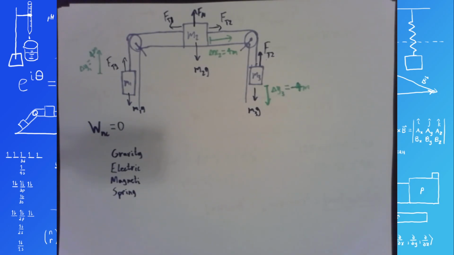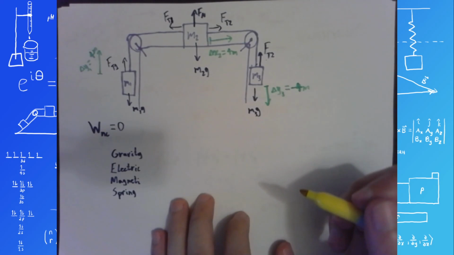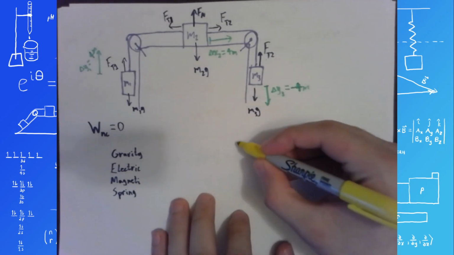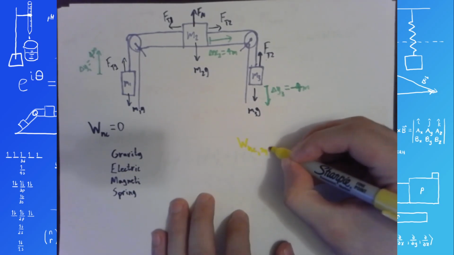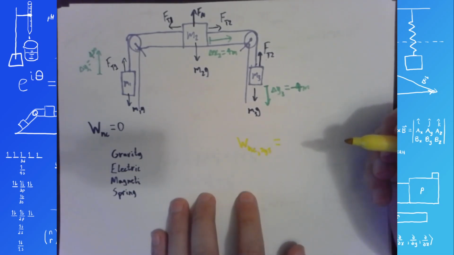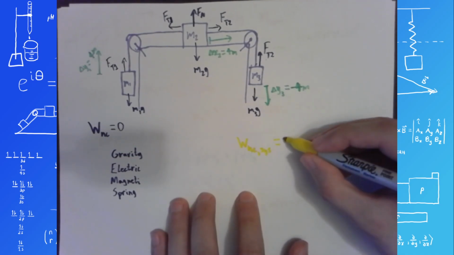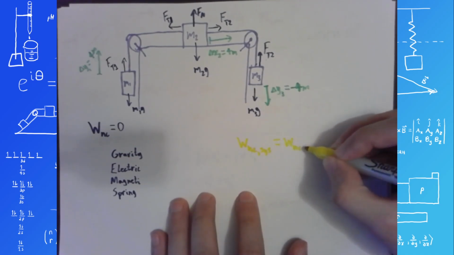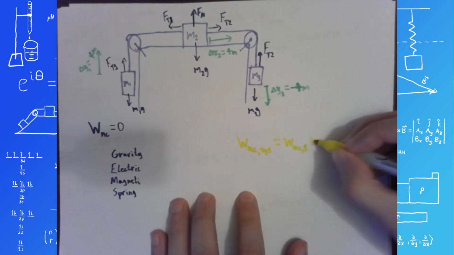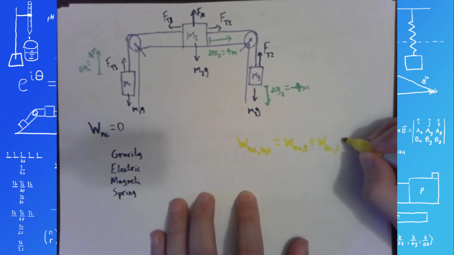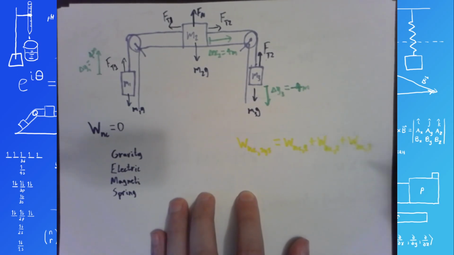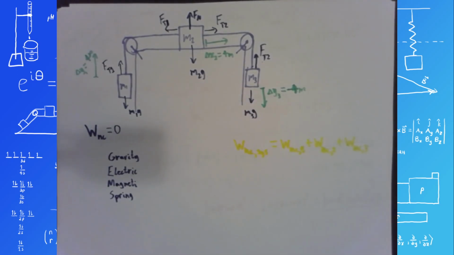So let's go ahead and see what the work is on the system. What is the non-conservative work on the system as a whole? Non-conservative work on the system as a whole is the non-conservative work on object 1 plus the non-conservative work on object 2 plus the non-conservative work on object 3. Let's calculate each of those.